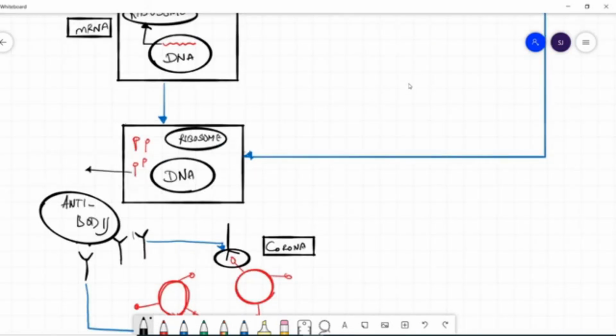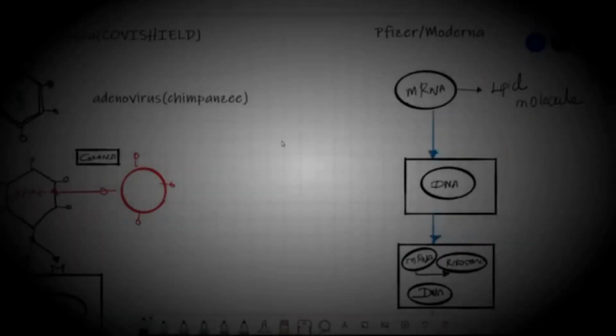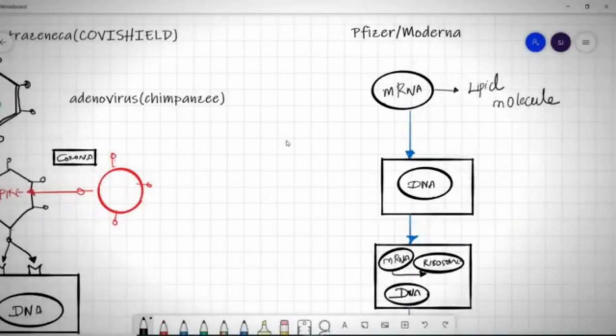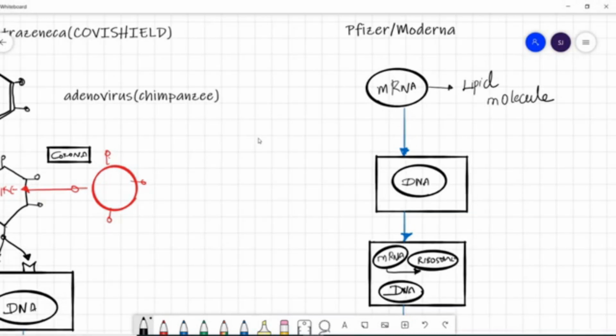So this is the mechanism by which Covishield acts, but now Pfizer and Moderna. What we do in Pfizer and Moderna is that we don't have any virus like the adenovirus which we use in Covishield.